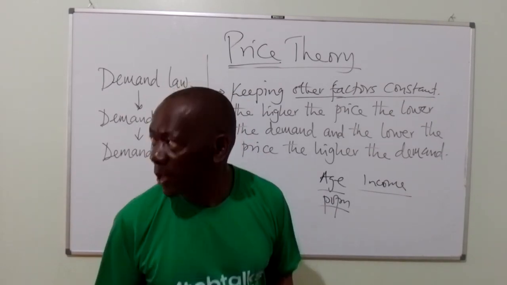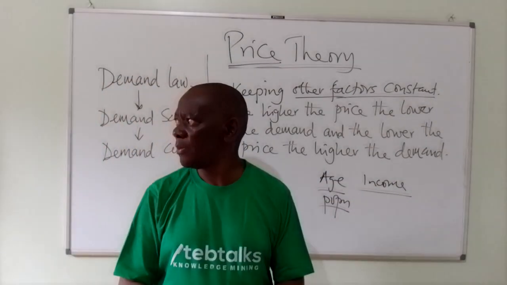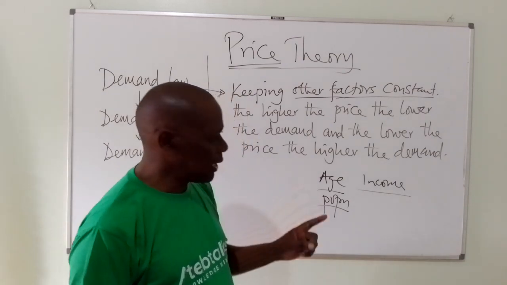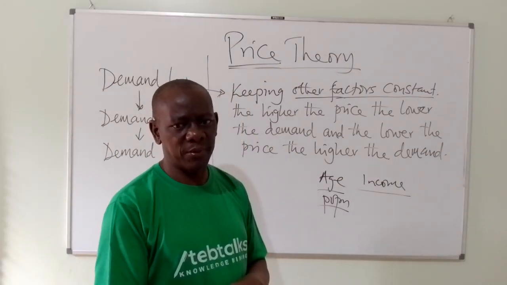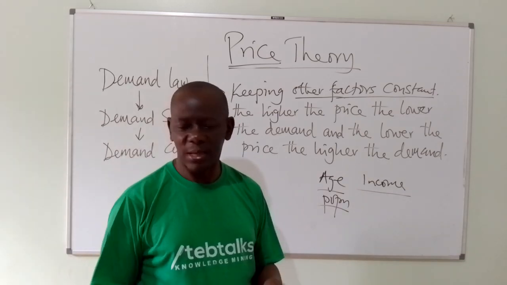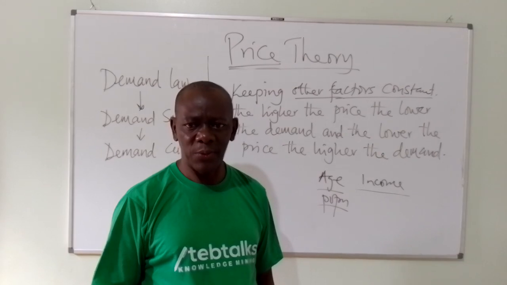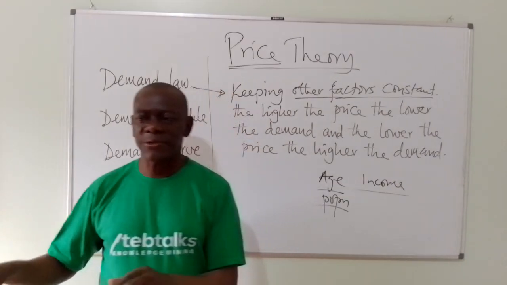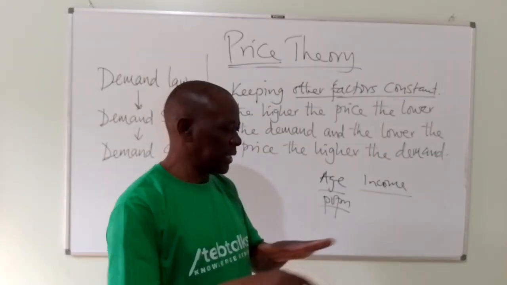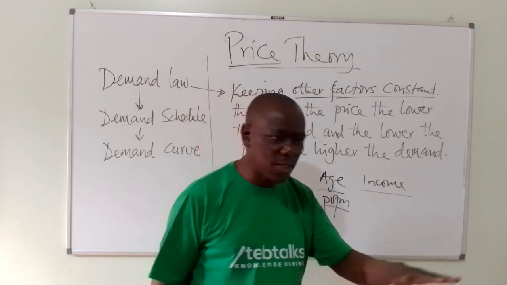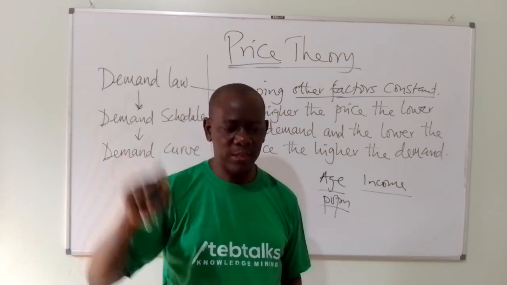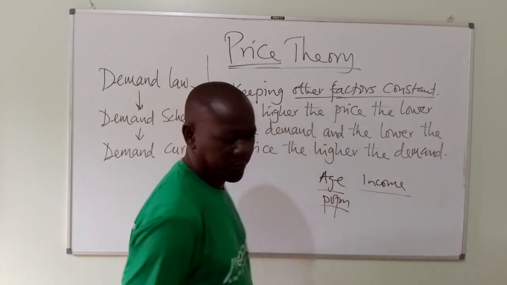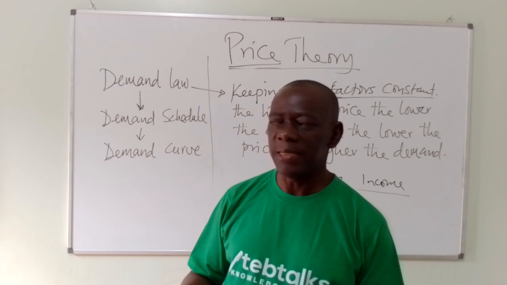If you look at the income of the people, what income do these people have? Is it fluctuating? Are some rich, others poor, others very poor? Are they all poor or are they all rich? So keeping other factors constant, the income, the age, the population of the area, they are all constant. Keep the price high, demand will be low. Keep the price low, demand will be high. So that is the demand law. That is what we call the demand law.